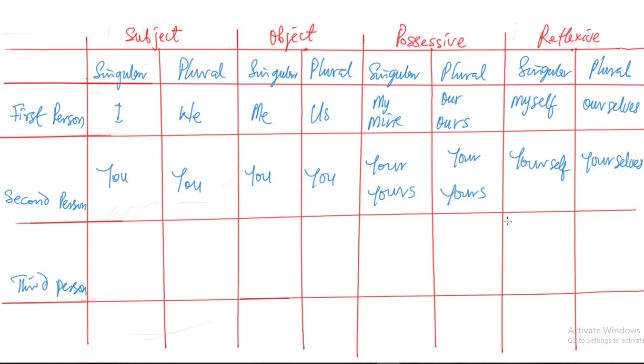Do you understand it? Third person, we have he, singular, she, singular, it, singular, plural, they. In object case, we have a singular, him, her, it, for singular cases for object. In its plural form, the object takes the word them.